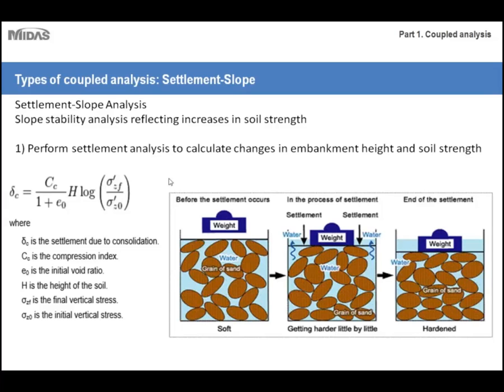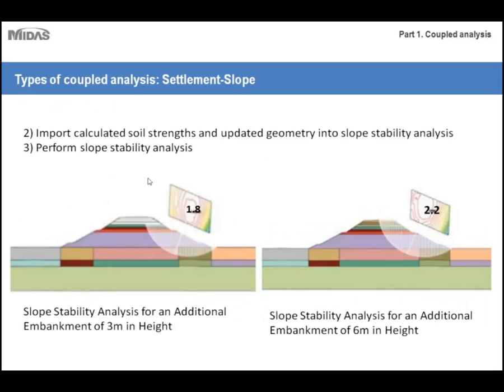Anyway, for this type of analysis, first and foremost, you'd run your settlement analysis to see how the strength of your clay, as well as the geometry of your project itself, would change over time. Afterwards, you would import those soil strength results and the updated geometry into your slope stability analysis. Then, depending on the scope of your project, you would maybe adjust the height of your embankment according to your needs.